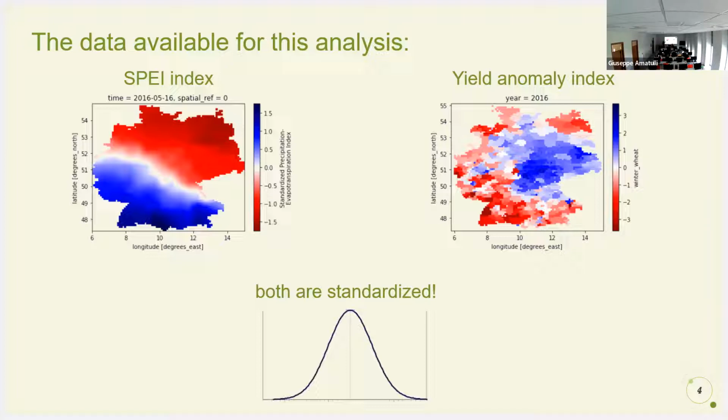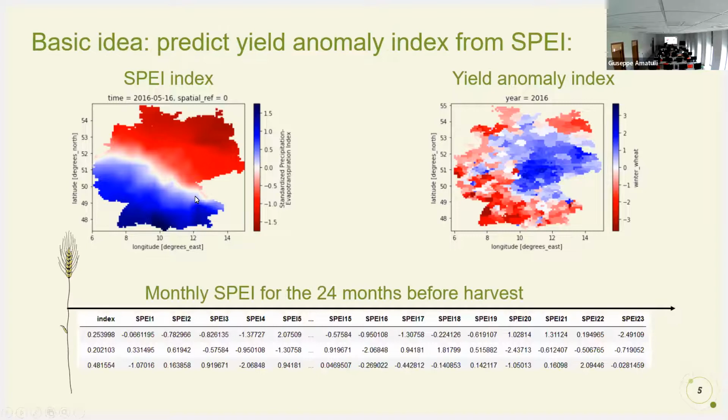And on the other side, I have the same kind of index for the yield. And this uses 30 years of yield data in a 10 by 10 kilometer grid for Germany. If it's blue, that means there was a surplus in that year. And if it's red, that means there was a yield loss. And the nice thing is both of them are standardized. That means we don't really have to do much before inputting this to a machine learning system, or to get it to the same unit or something like that.